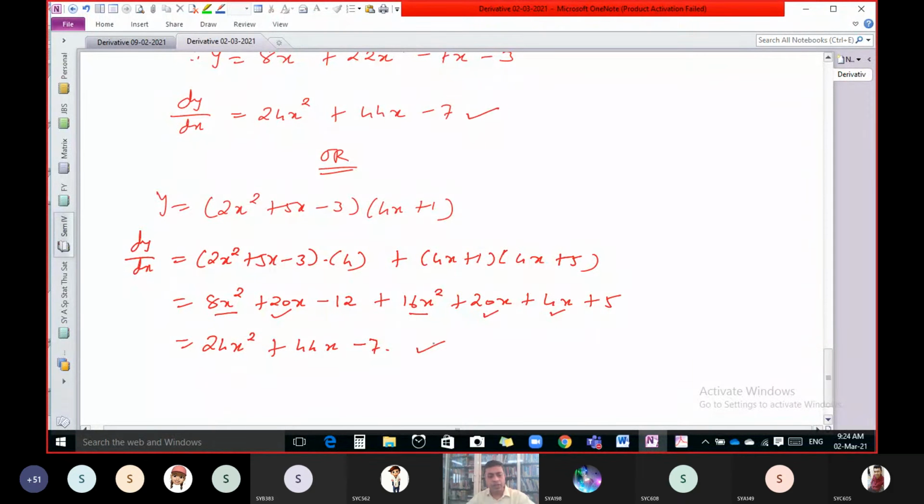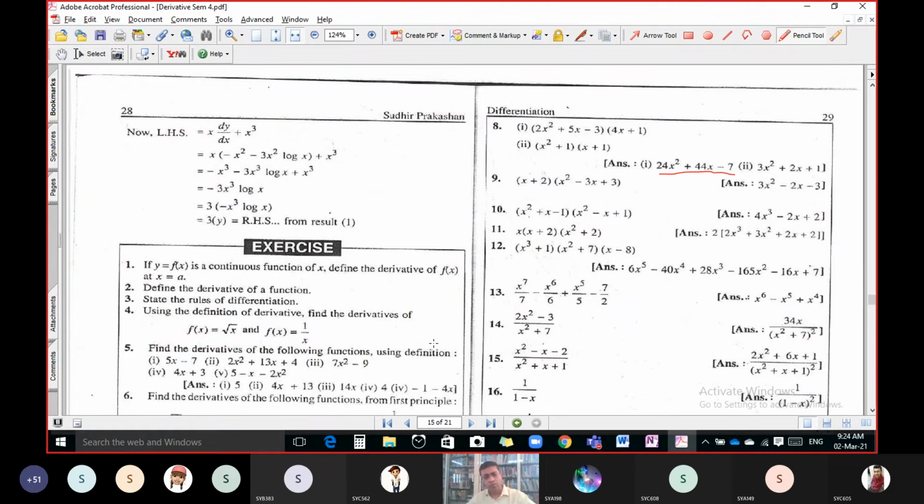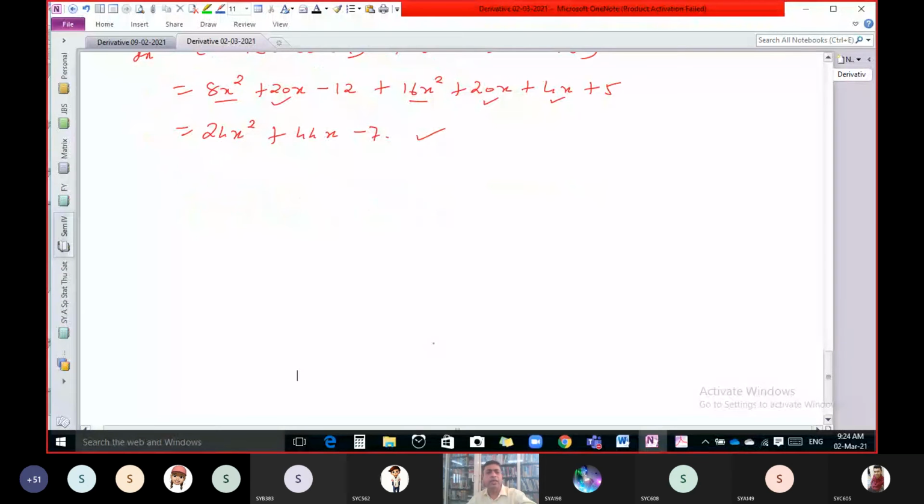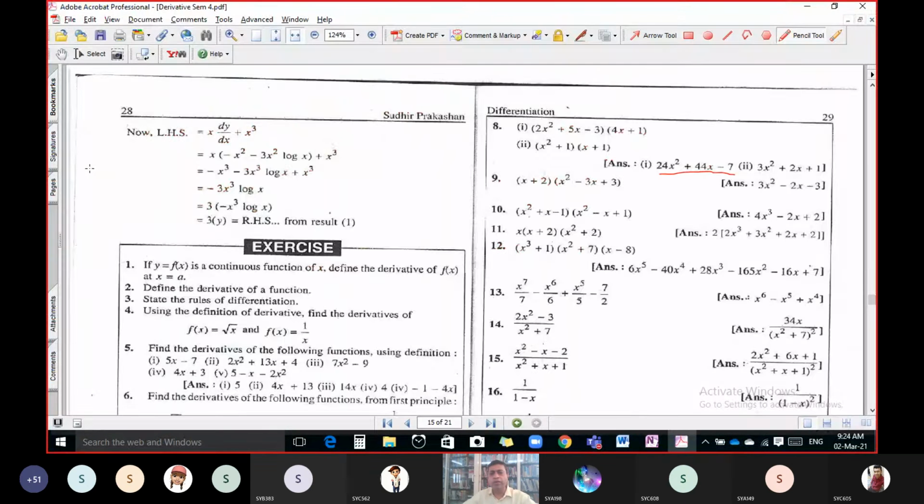So you have a choice. In the exam, you can use whichever method you like. You will get the same answer and you will get full marks.